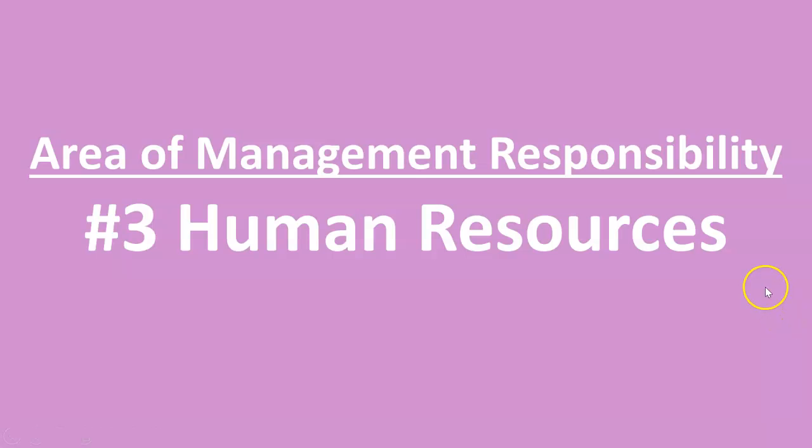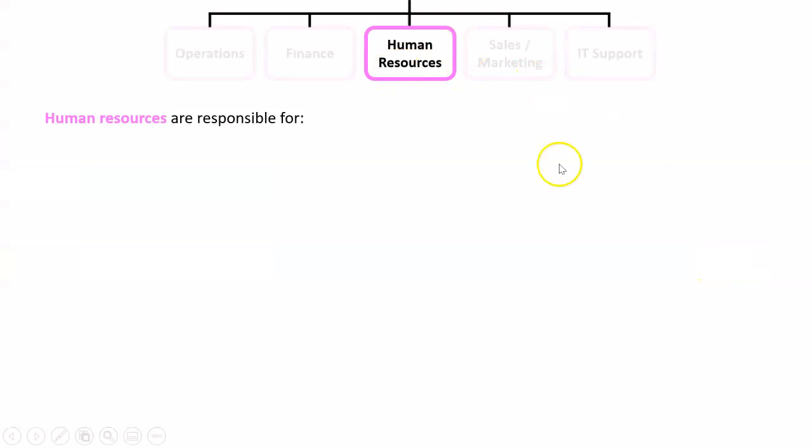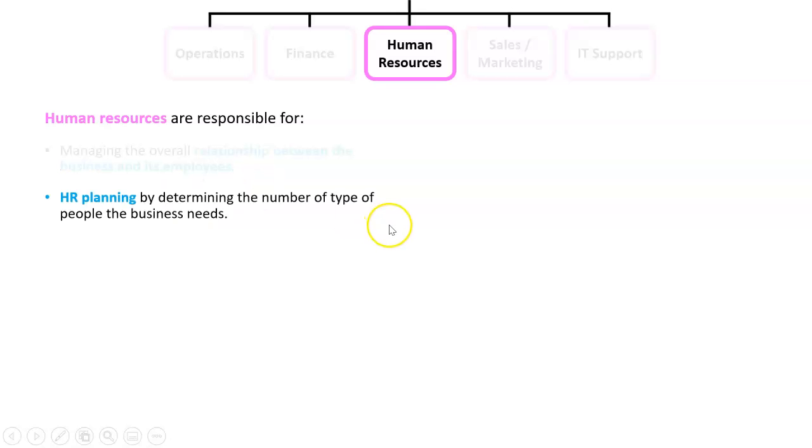Area of management responsibility number 3 is human resources. So we've got 5 areas of responsibility, up to the third one, human resources. What do they do? Well, this is going to be a sack on its own later, a bit like operations. It's going to pop up throughout the year, human resources. What do they do? Well, they manage the overall relationship between the business and its employees.